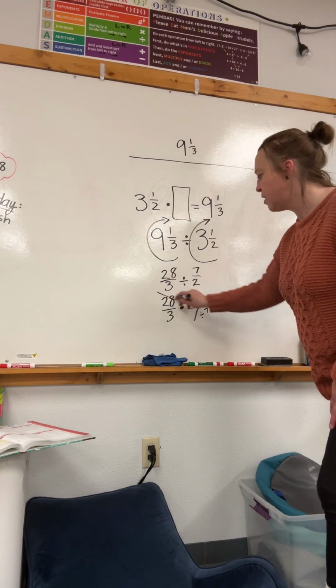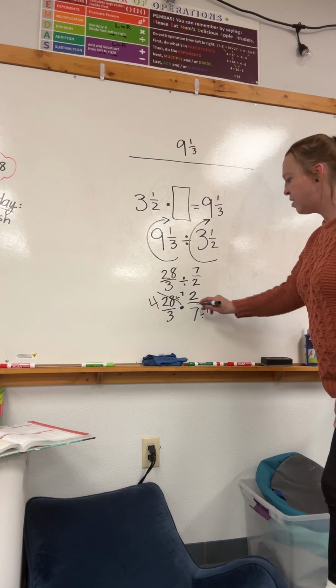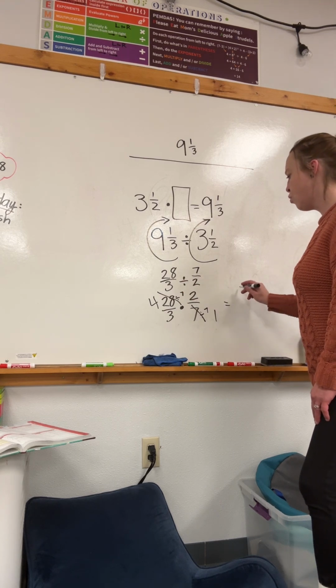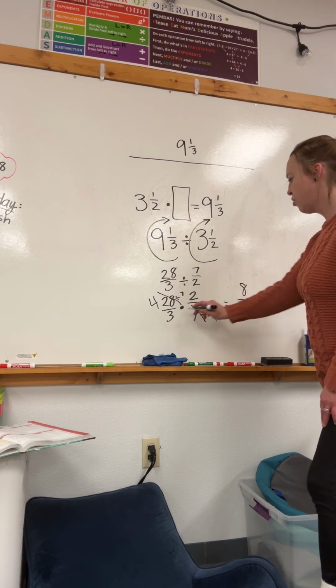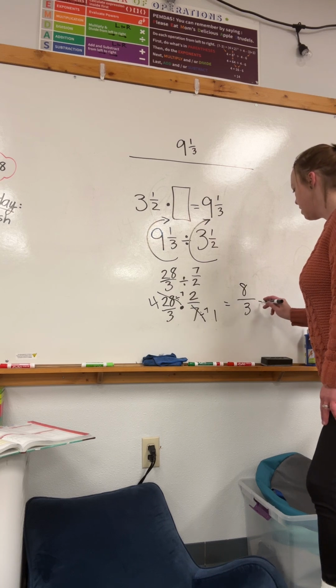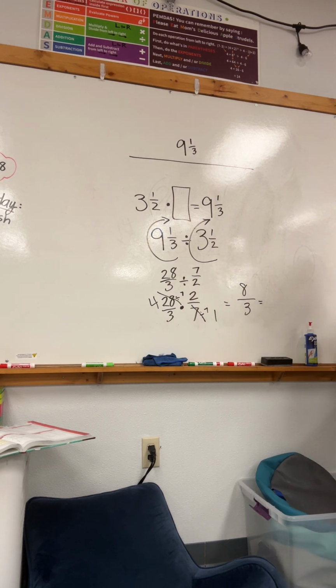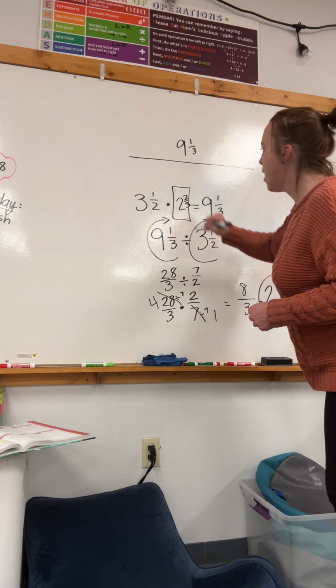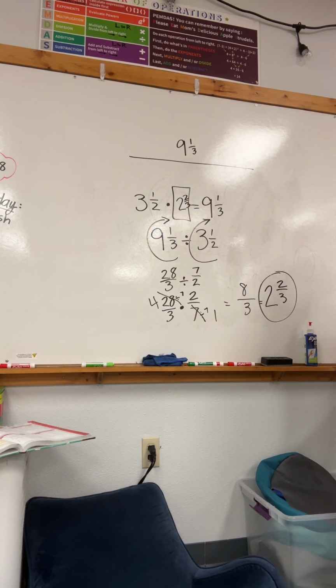28 divided by 7 is 4. 7 divided by 7 is 1. I'm going to just go straight across. 4 times 2 is 8. 3 times 1 is 3. I'm going to put it back into a mixed number. I know that 3 can go into 8 2 whole times because 3 times 2 is 6. 7, 8, I have 2 left over out of 3. So 2 2/3 is the number that would go right there to be multiplied and make it be 9 1/3.